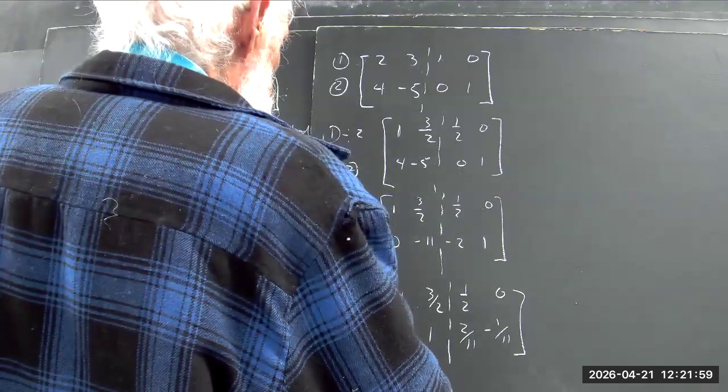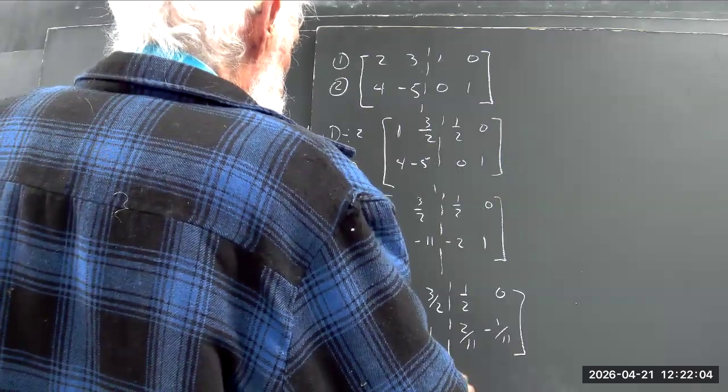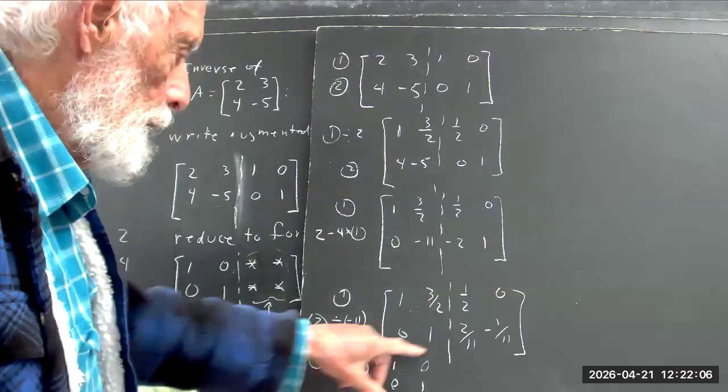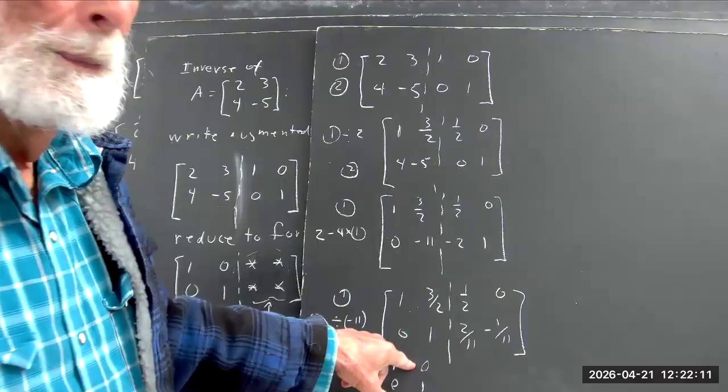I'm going to get 1, 0, 0, 1. Because -3 halves of 1 is -3 halves. When I add that to 3 halves, I get 0.